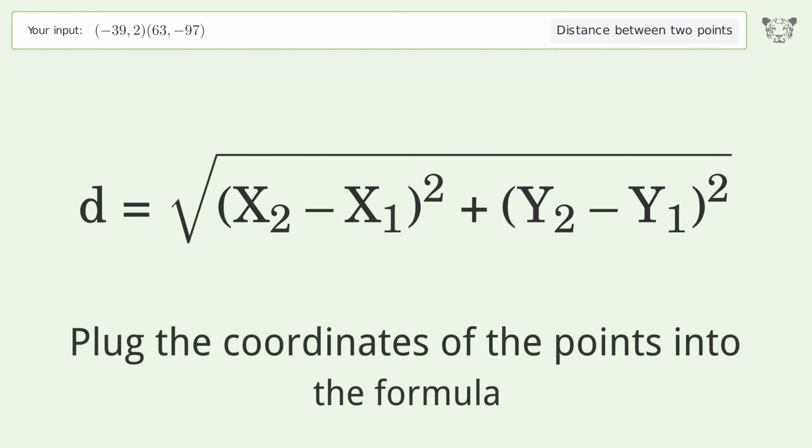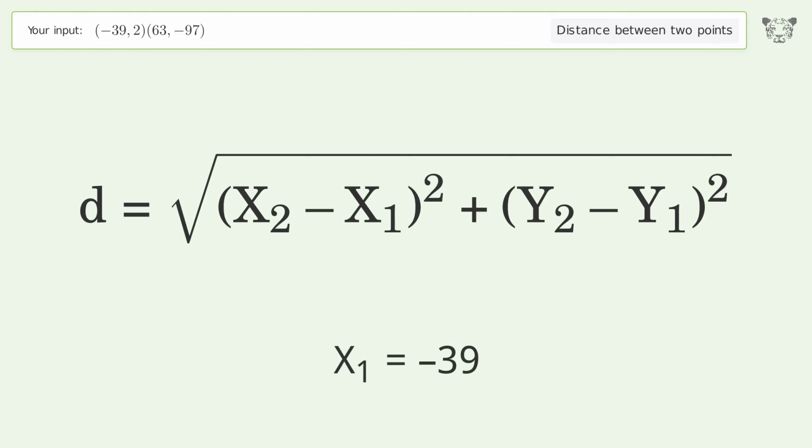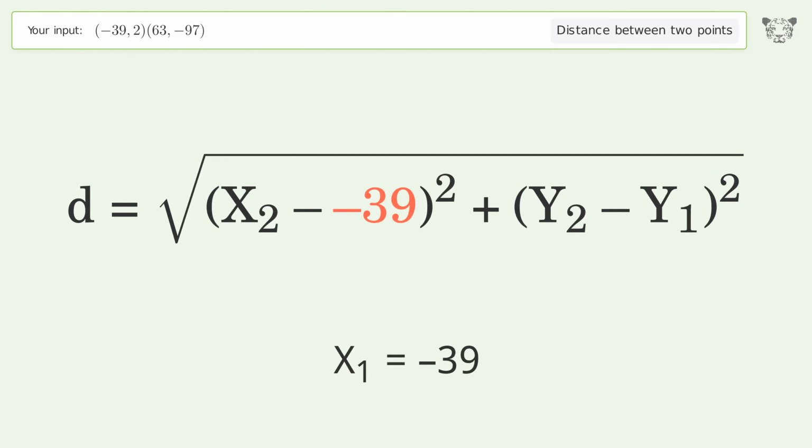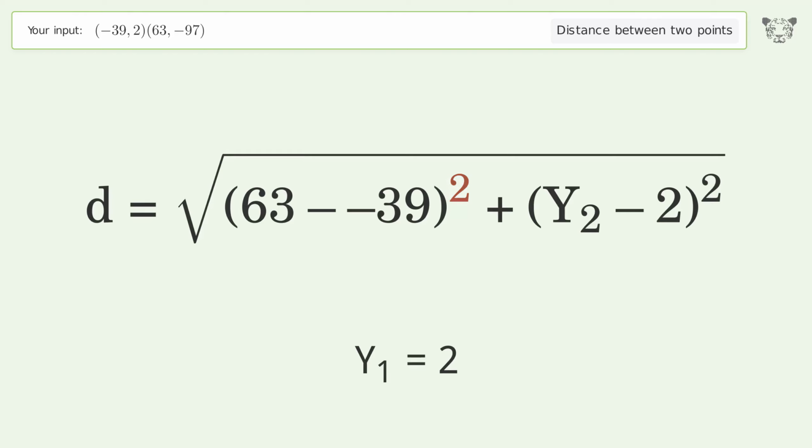Plug the coordinates of the points into the formula. x1 equals -39. x2 equals 63. y1 equals 2. y2 equals -97.